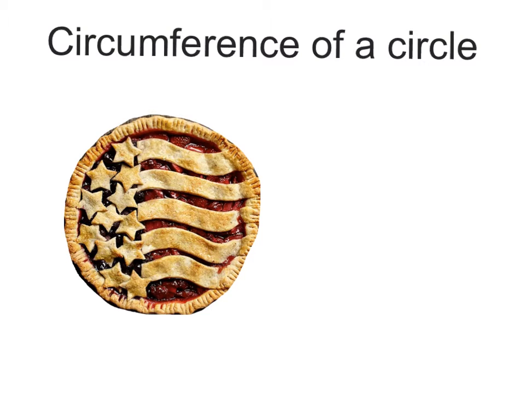The circumference of the circle is the distance all the way around your circle. For example, that's where you would find the crust of your pie. The formula that we're going to use for circumference is circumference equals pi times the diameter.